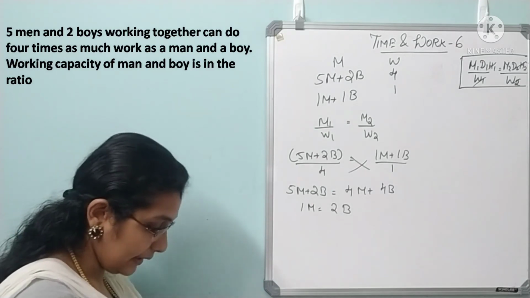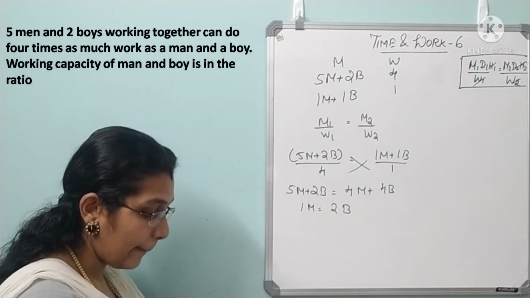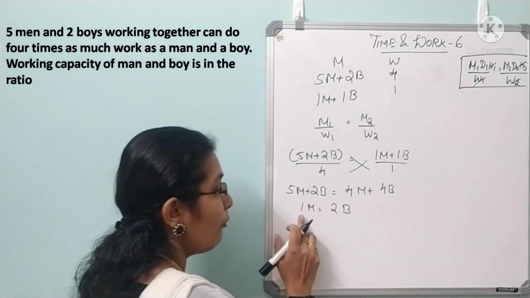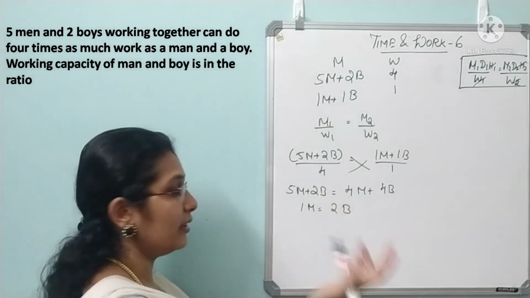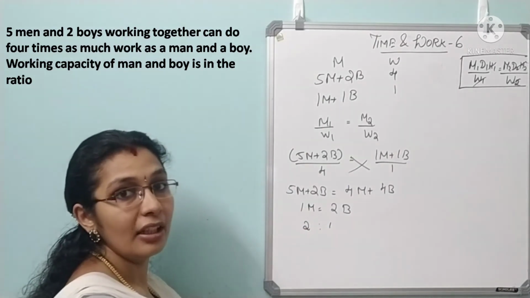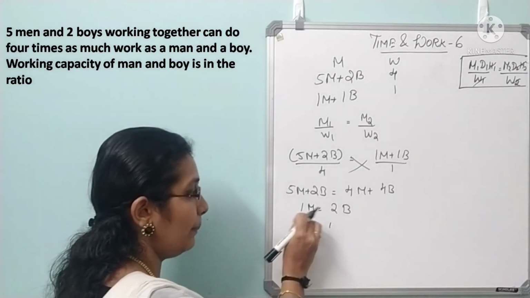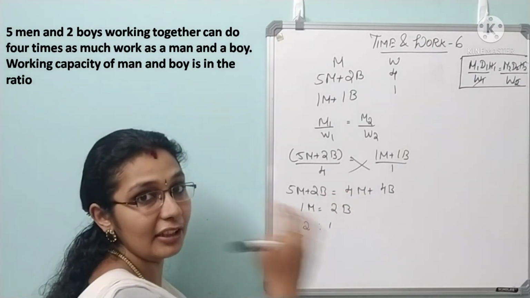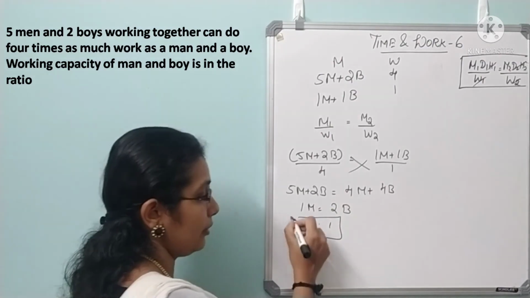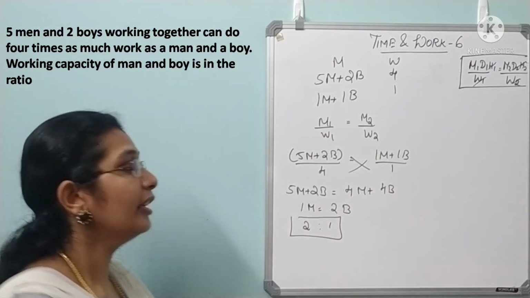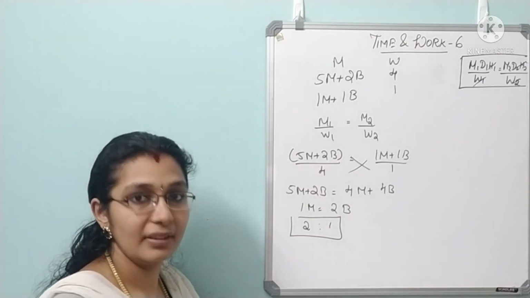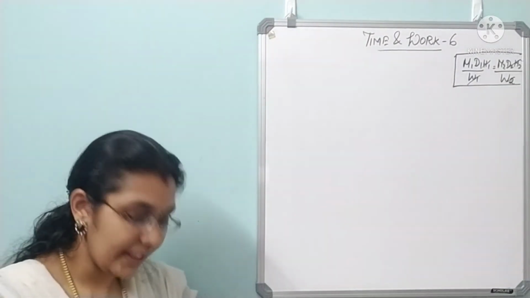Now, our question is the working capacity of man to boy ratio. So, that is 1 man can do 2 boys' work. So, 2:1 is the ratio. Clear? They are asking for the capacity. So, 1 man's capacity is twice that of 1 boy's. Clear? So, 2:1 is the ratio. So, that is the answer. So, here you have used this format to solve this question. Yes? Let's see the next question.